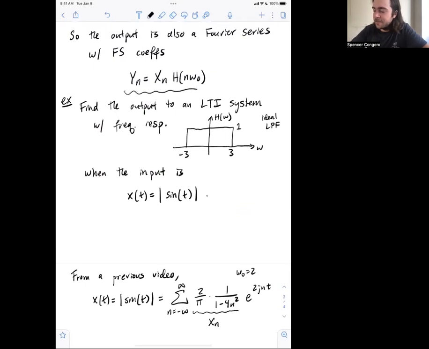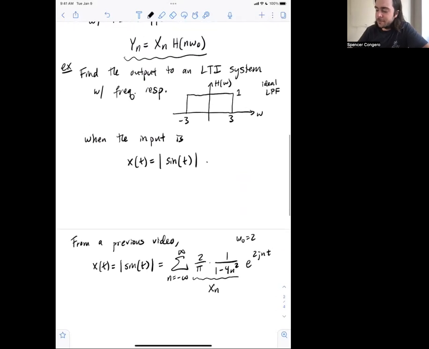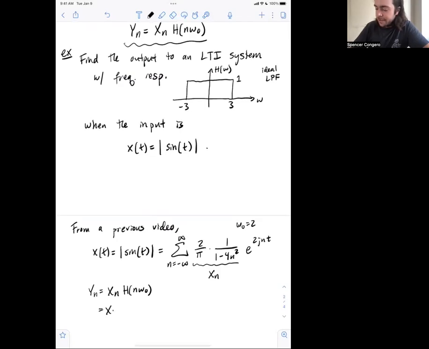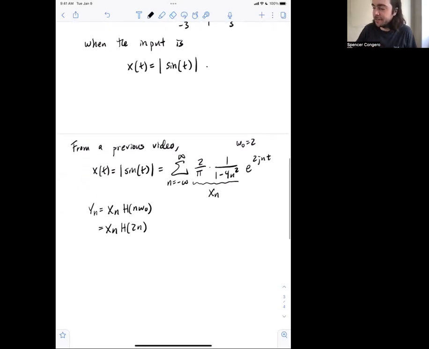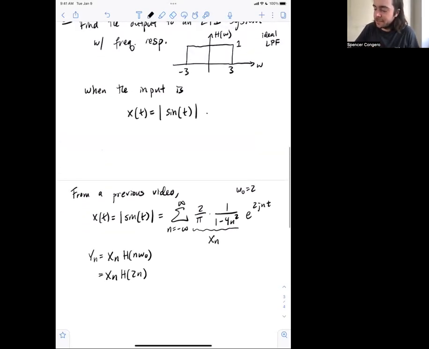Well, look here. We know what the output Fourier series coefficients are. The output Fourier series coefficients y sub n are just the input x sub n Fourier series coefficients times the frequency response at n times omega naught. And omega naught here we said was 2. So this is just h of 2n. So we have to try and figure out what these coefficients are. Well, let's first look at what h of 2n is.